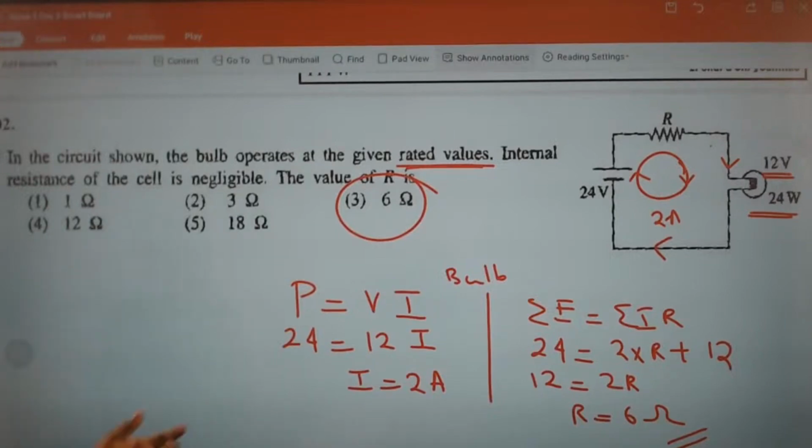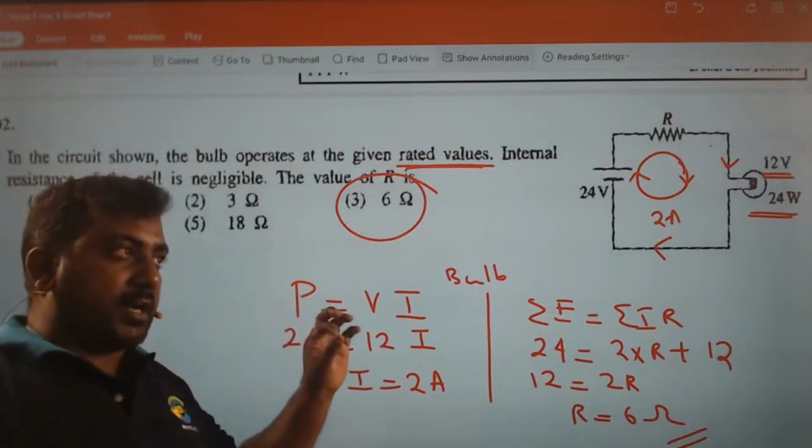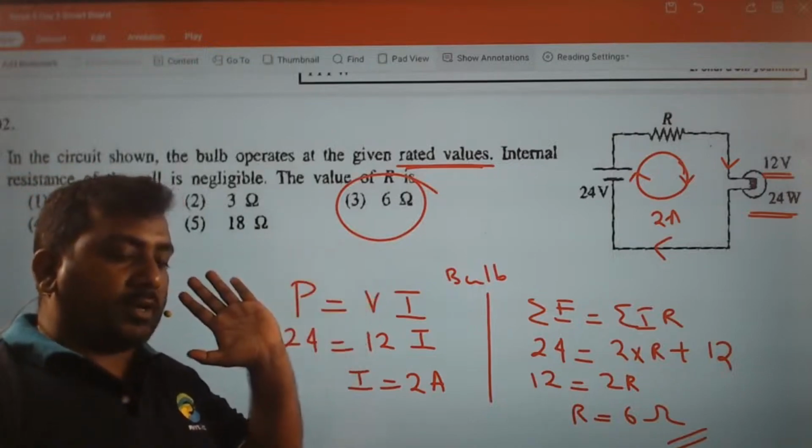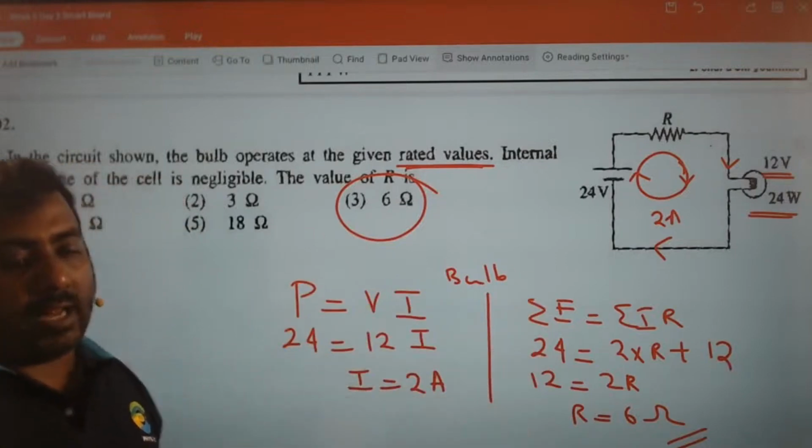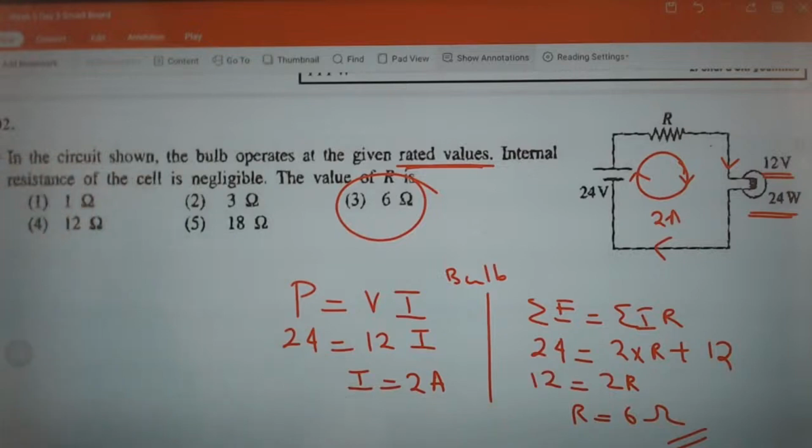So operating means it's working at 24 watt, 12 volt. So from there you can find the current. From the current you can do the required calculation.